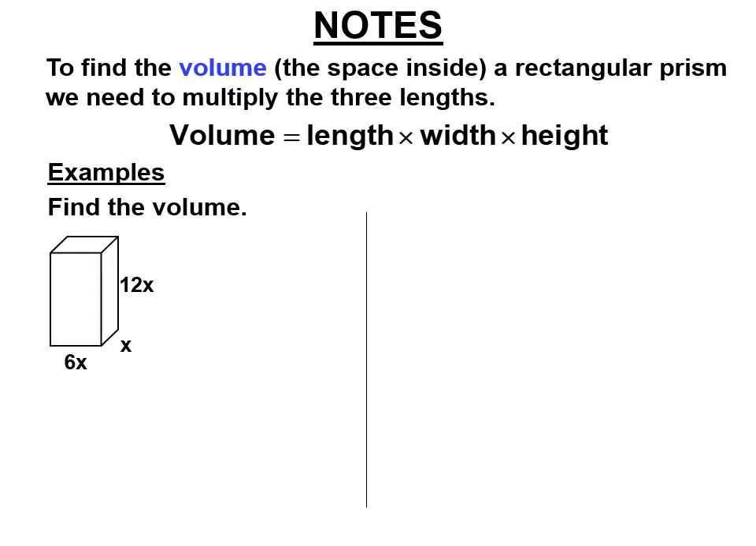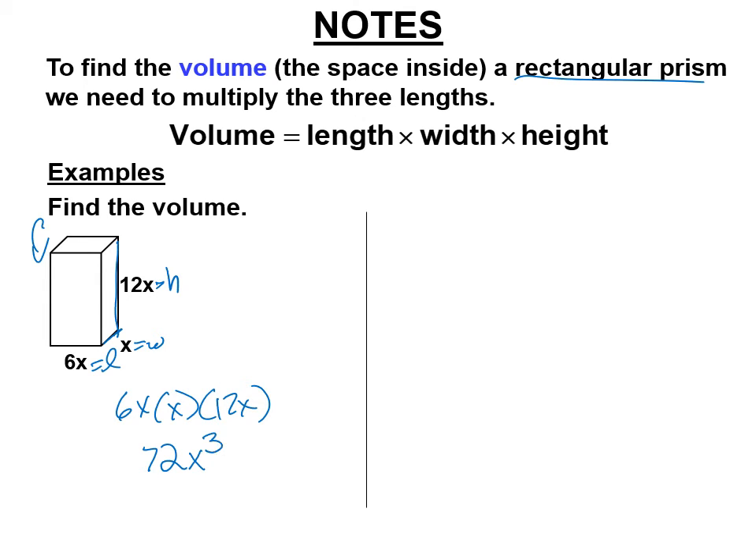Right, for the volume of a rectangular prism, that's what this thing is. This is a rectangular prism. We're going to multiply the length times the width times the height. So this 12x has to be the height, and we can call that the width and that the length. But it's 6x times x times 12x. Well, 6 times 12 is 72. X times x times x, x cubed for the volume here.